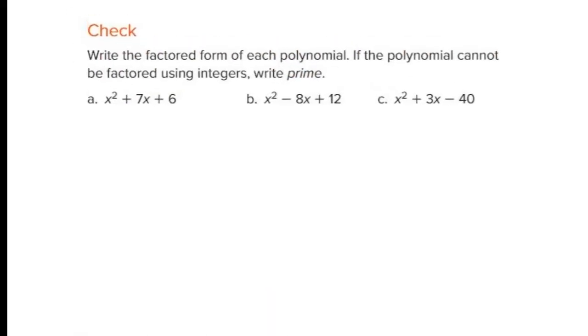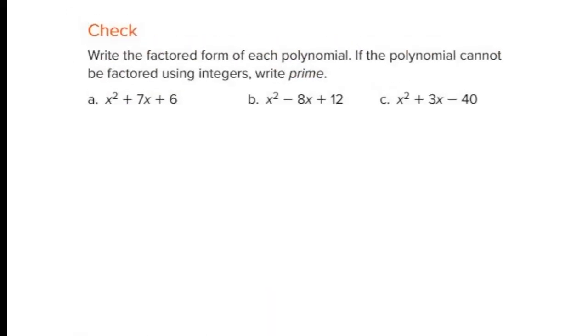Trinomial. All right? The first step is to check for a greatest common factor. Well, we have x squared plus 7x plus 6, okay? My smallest coefficient is 1. When you divide anything by 1, you still get that same term. So that's not helpful to us, okay? And I don't have an x in each term, so I can't divide by x.